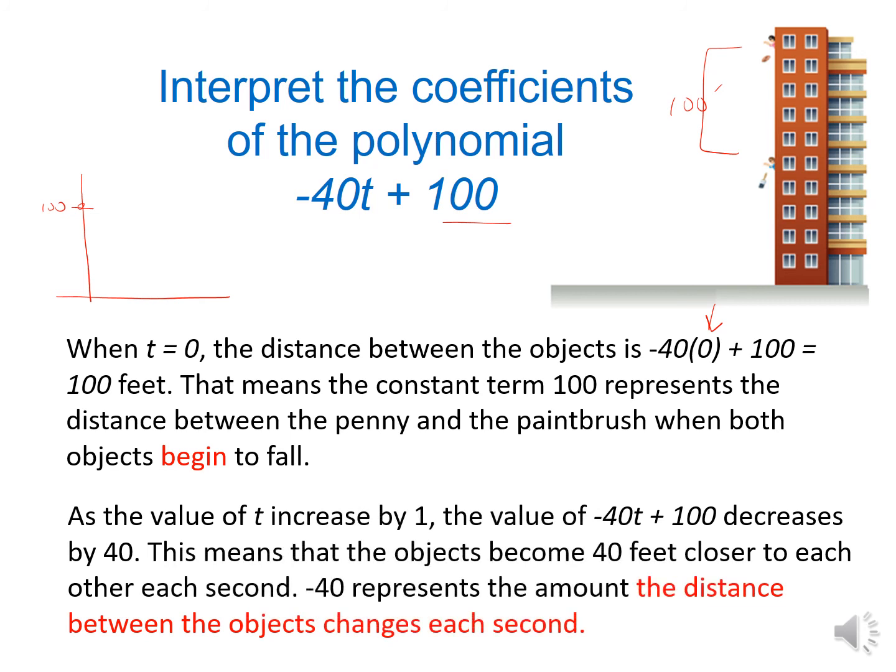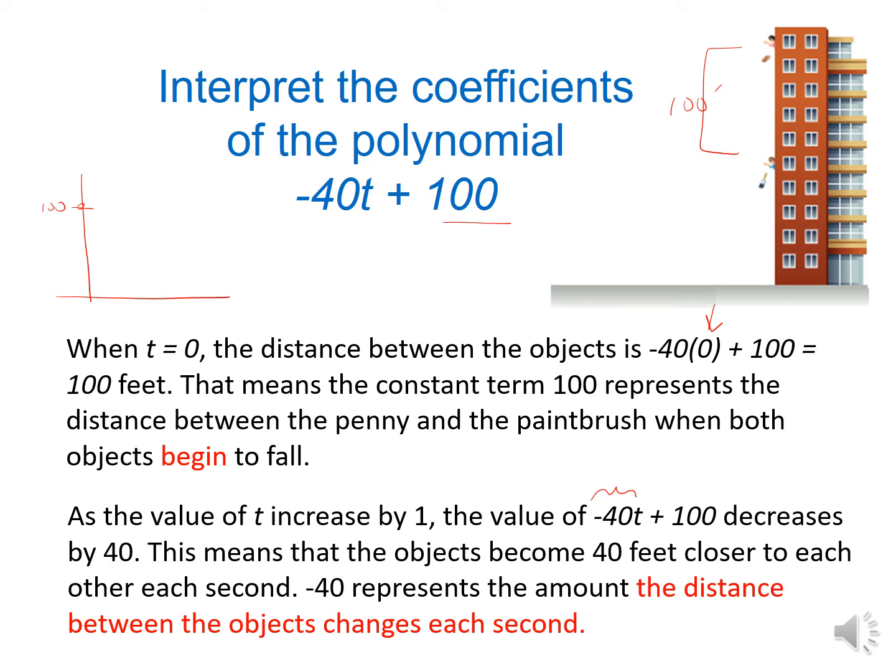As the value of t increases by 1, the value of negative 40t plus 100 decreases by 40. This is the slope of the equation. This means that the objects become 40 feet closer to each other after each second. So negative 40 represents the amount the distance between the objects changes each second.